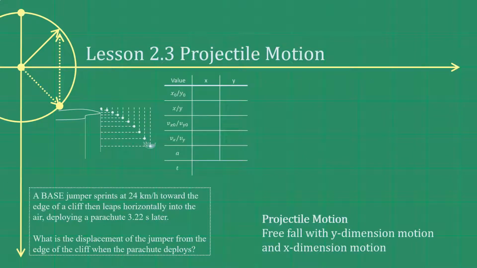Let's make a table that shows what we know, and we're going to adjust some of the values that we know right away. Do we know the original x and original y values? Well, I'm just going to set both of those to 0.